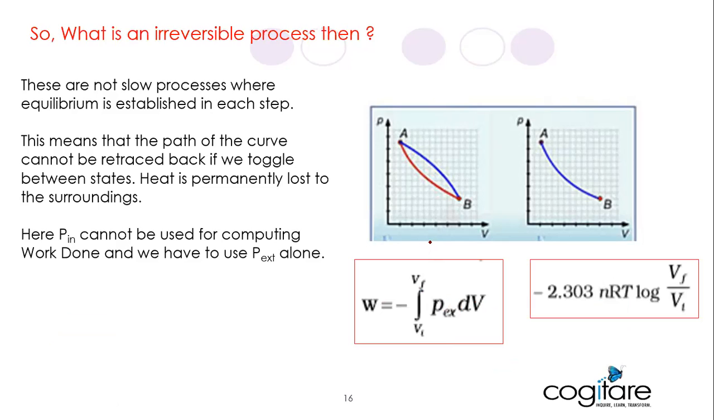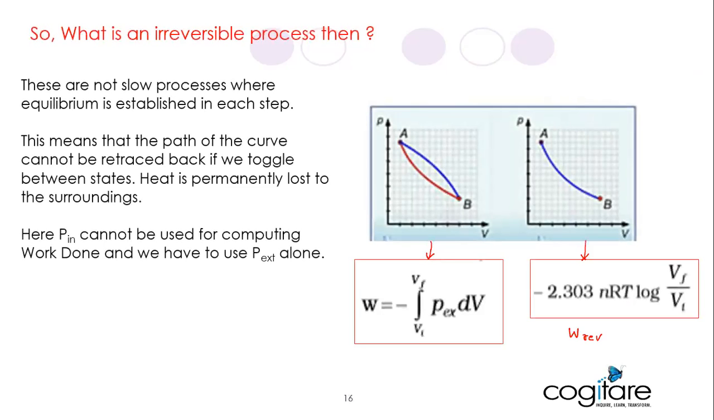Okay, that means the equation which I have to use in order to calculate the work done when it is something like this is this. The equation which I have to use for a process which follows the reversible path is this. So here this will be W reversible, whereas this will be simply work done. We don't use the suffix rev here. Is it okay, guys? Yes, sir.